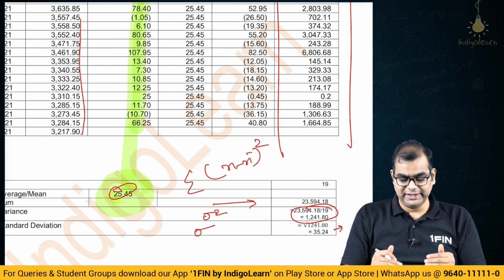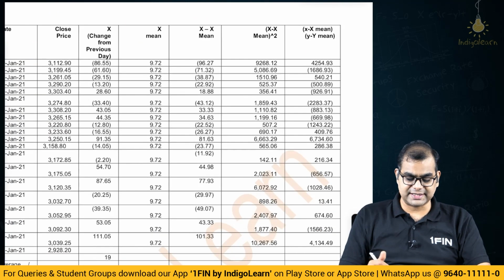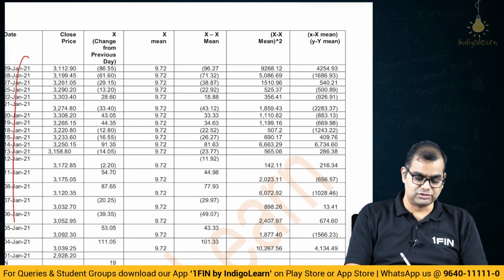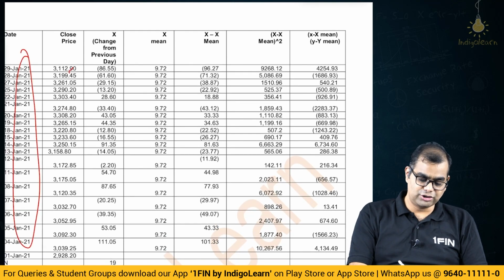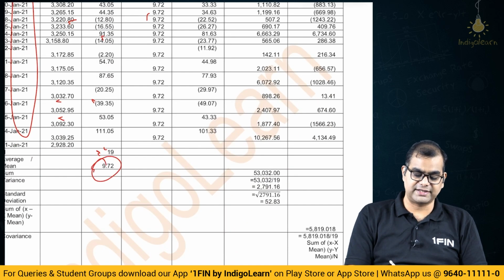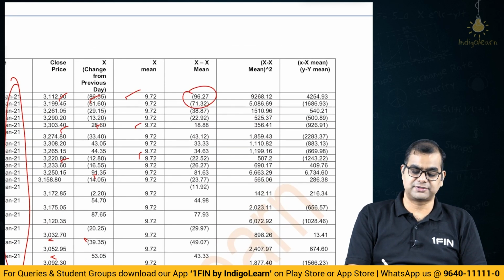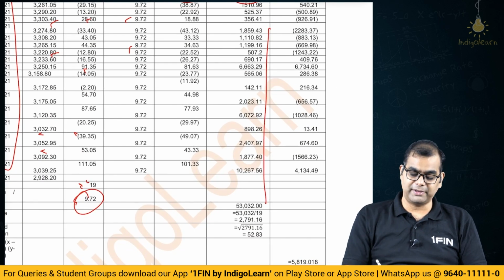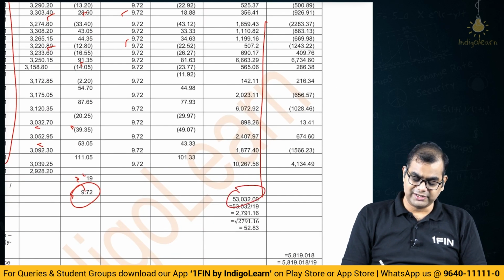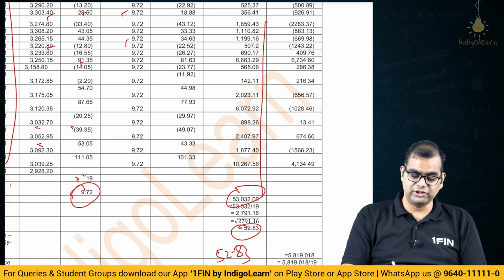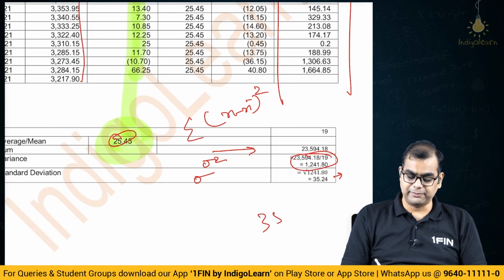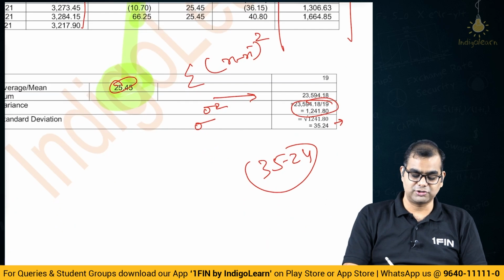Wait. You complete this part, then do the same exercise for January also. For January also, you plot all the prices, look at the changes from the previous day, find out the mean. You got the mean as 9.72, subtract the mean, x minus x bar, then do x minus x bar whole square, then you will get a bunch of values. When you get the bunch of values, you get the variance and then you get the standard deviation. So you got the standard deviation as 52.83 and here you got the standard deviation as 35.24. What are you supposed to do? You are supposed to find out correlation.